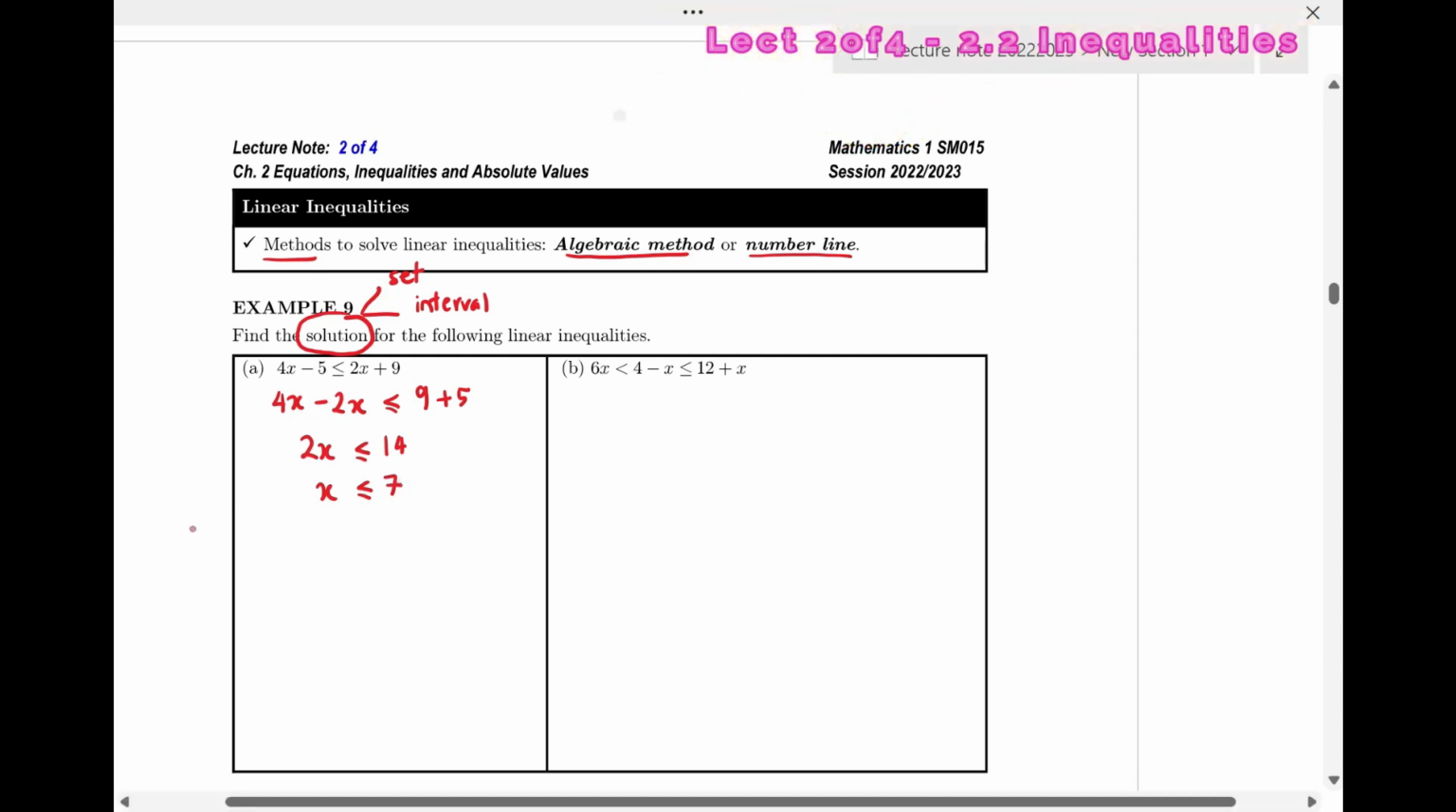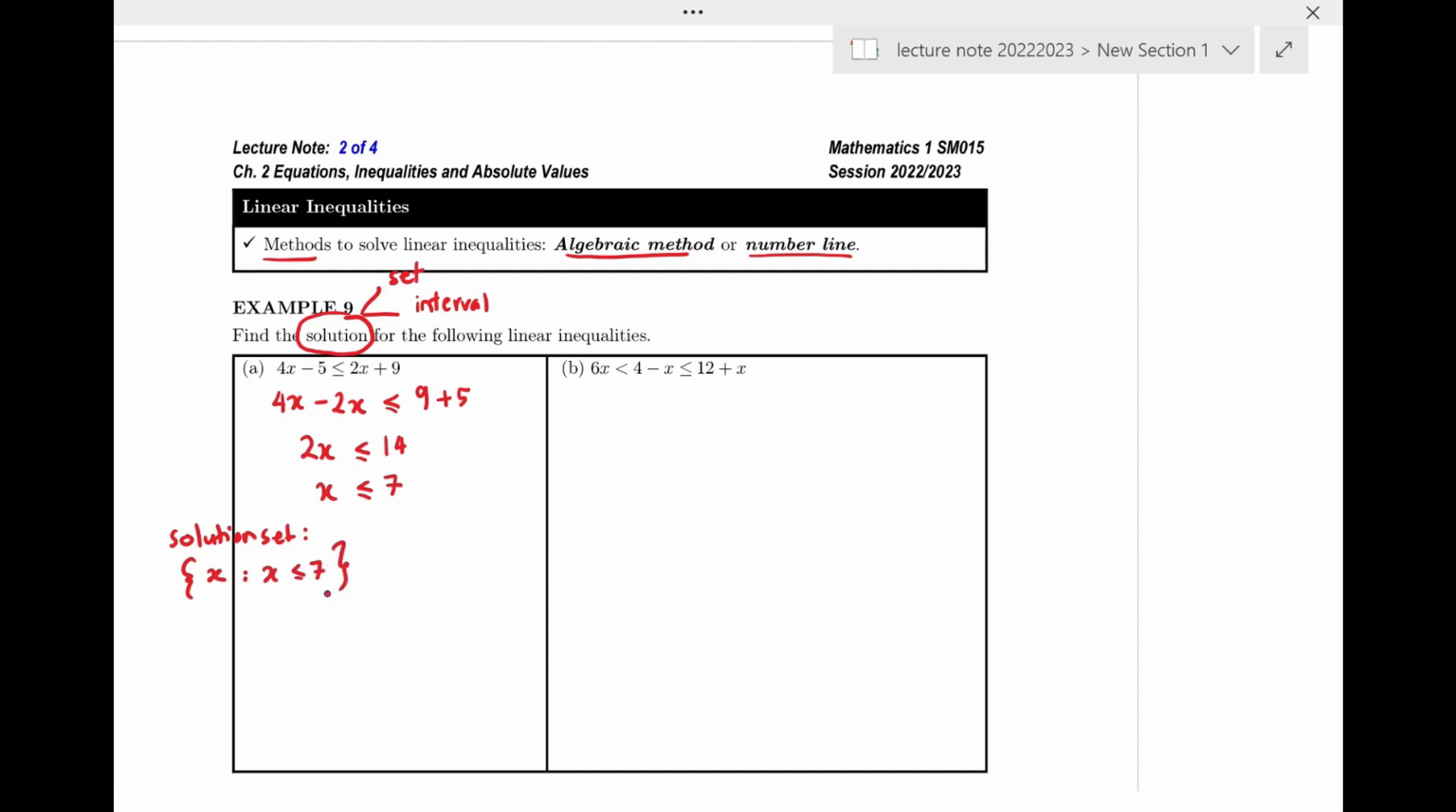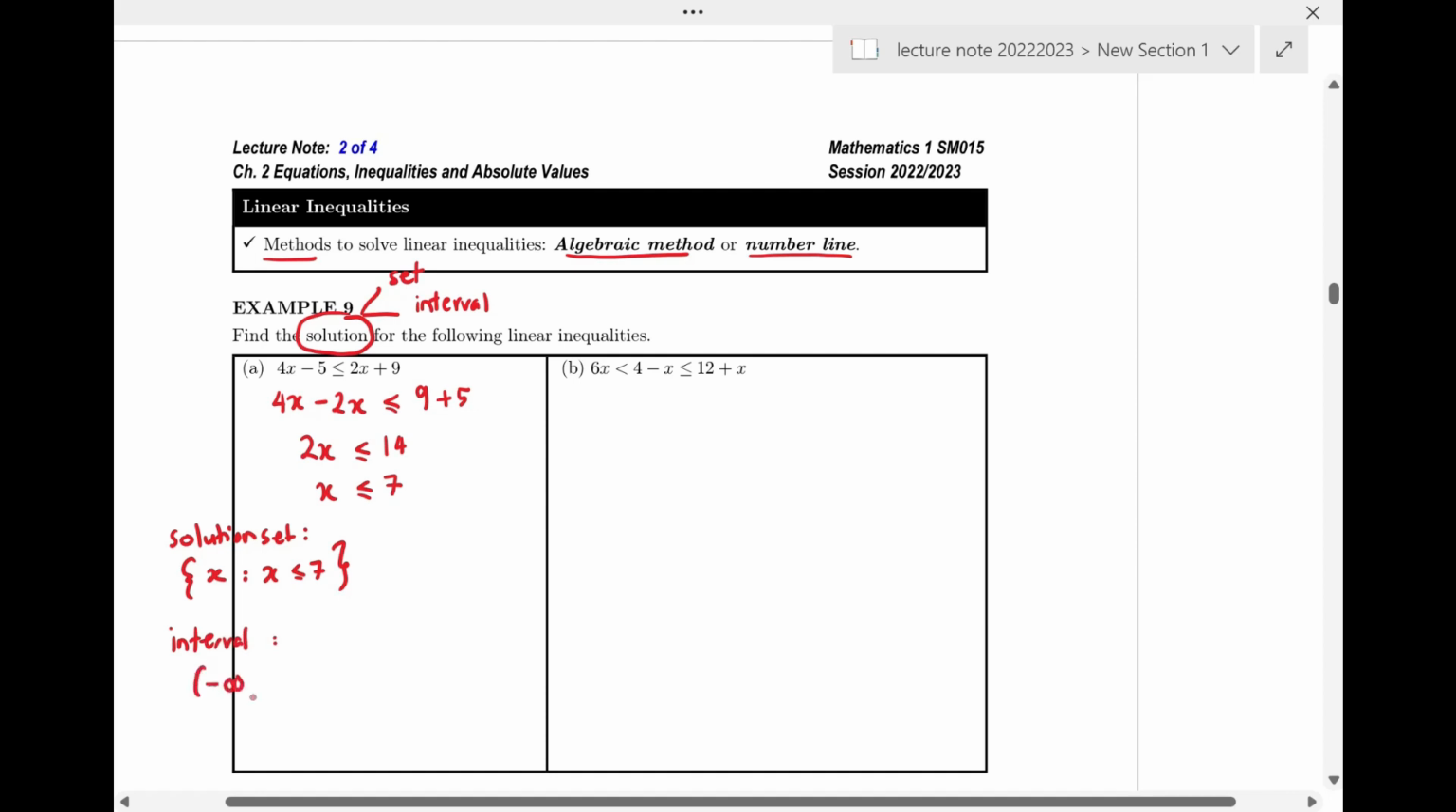Then x is less than or equal to 7. First, the solution set. For the solution set, we have the curly brackets, and we put x, then a colon, so x less than or equal to 7. This is what we call the solution set. You have learned this in topic 1, I believe. Then the interval set, or interval notation, is from negative infinity up till 7 inclusive. So we are done with part A.